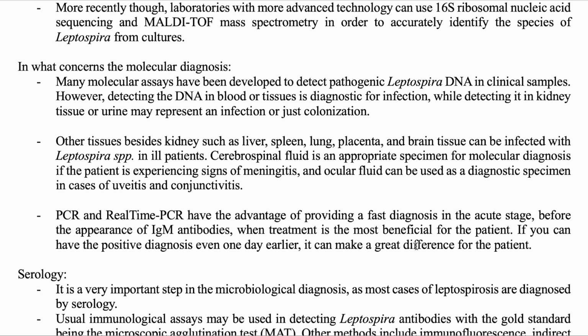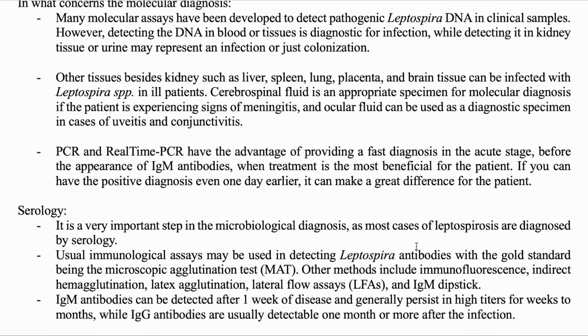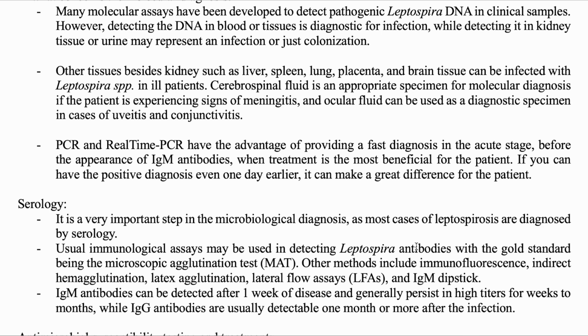In what concerns the molecular diagnosis, many molecular assays have been developed to detect pathogenic Leptospira DNA in clinical samples. However, detecting the DNA in blood or tissues is diagnostic for infection, while detecting it in kidney tissue or urine may represent an infection or just colonization. Other tissues besides kidney, such as liver, spleen, lung, placenta, and brain tissue, can be infected with Leptospira species in ill patients. Cerebrospinal fluid is an appropriate specimen for molecular diagnosis if the patient is experiencing signs of meningitis, and ocular fluid can be used as a diagnostic specimen in cases of uveitis and conjunctivitis.